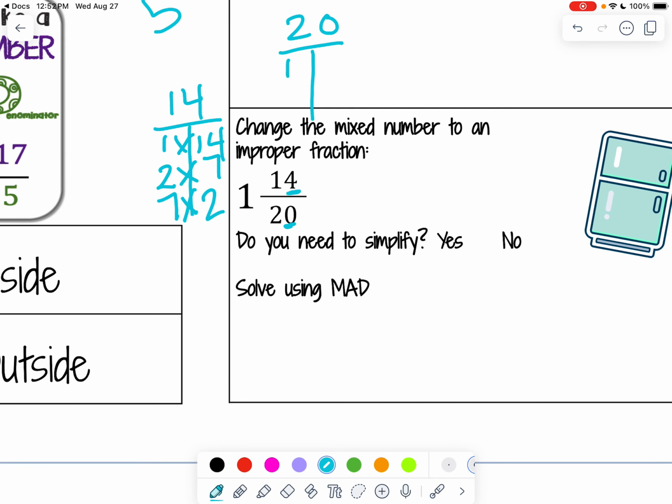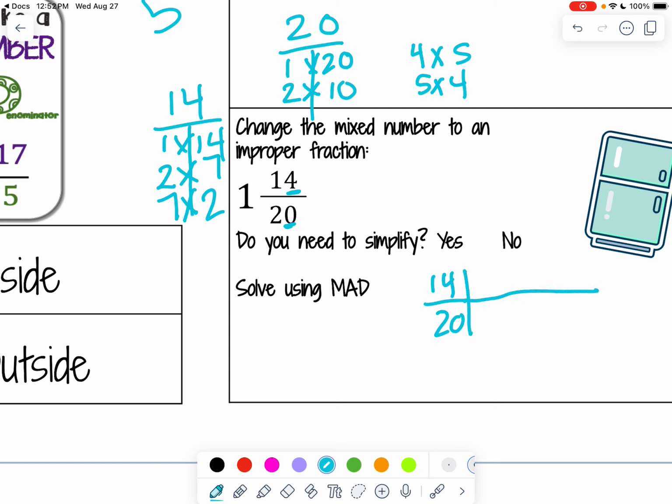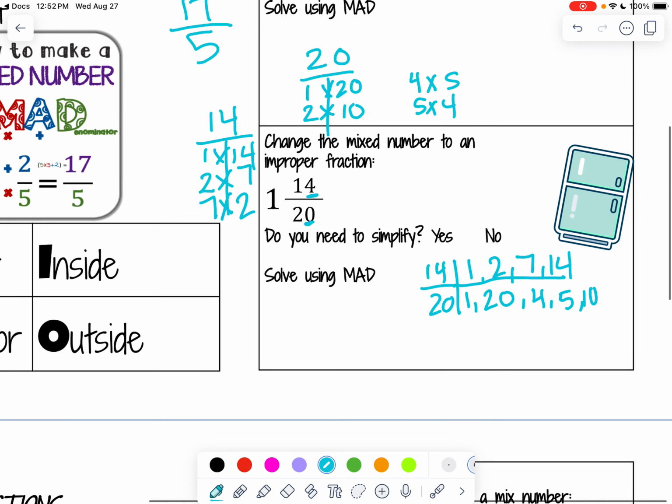We're going to do the same thing for 20. 1 times 20, 2 times 10. We cannot do 3, but we can do 4 times 5 and 5 times 4, and we can stop because those are our turnaround facts. Now we're going to write all of our factors. We have 14 and 20, and we're going to write them all in order so that we can find our greatest common factor. For 14, we have 1, 2, 7, and 14. And for 20, we have 1, 2, 4, 5, 10, and 20.